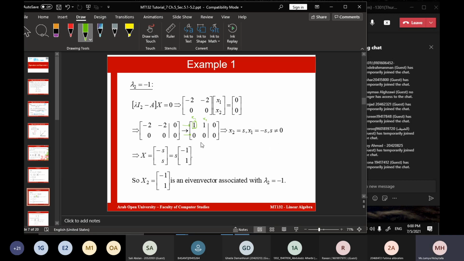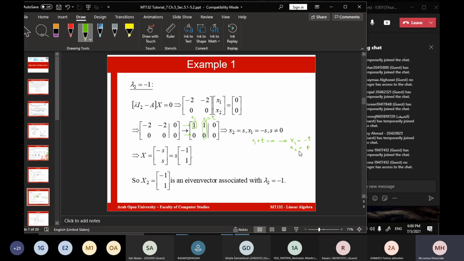Now, how many solutions do we have? We have infinitely many solutions. Which column has no leading one? This column has no leading one. So we assume that x2 equals t, or r, whichever you like. And then we solve. So we will have x1 plus t is equal to 0. This implies x1 is equal to minus t. And what about x2? We assumed that it is equal to t.